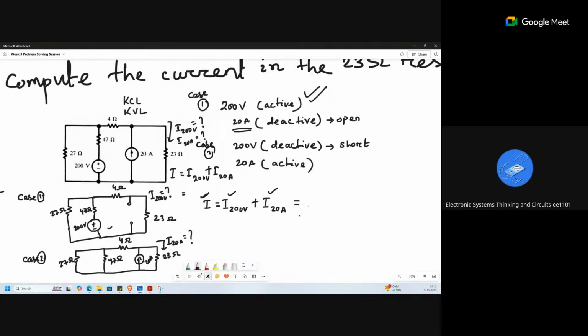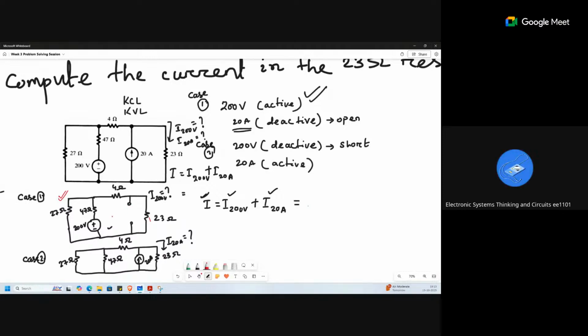Can anyone guide me how to find the current due to the 200 volt? First, we find the equivalent resistance: 4 ohm and 23 ohm are in series, so we get 27 ohm. Then we can see that this 27 ohm is in parallel with the other 27 ohm.